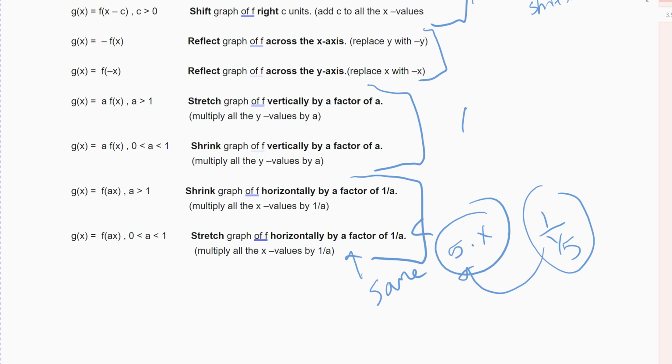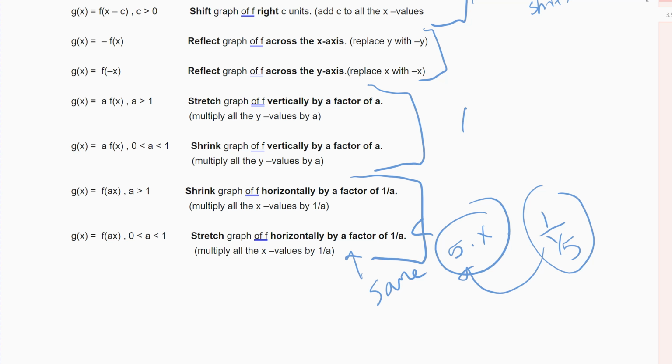Alright, and like I said, the last two are the hard cases. At least for me, I have to sort of stop and think about what's happening. The easiest way for me to figure out what's happening in the horizontal cases is to undo whatever has been done to the x value to get back to my original function value. So if I multiplied by 2, I have to get rid of the multiply by 2 by dividing my x values by 2. If I multiply by a half, I have to undo that by multiplying by 2, and so it gets stretched out by a factor of 2. Alright, and so like I said, those are the tricky ones that you just really need to practice.